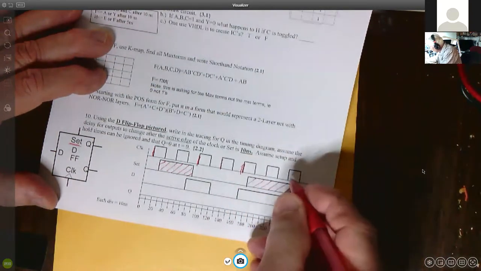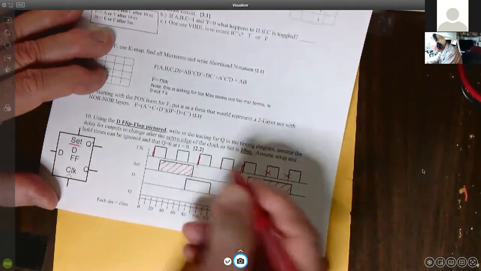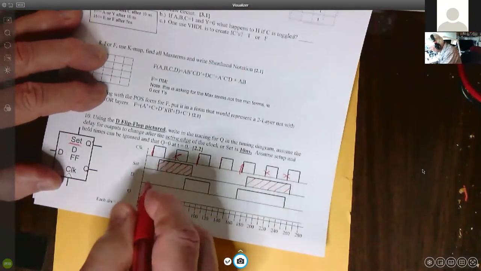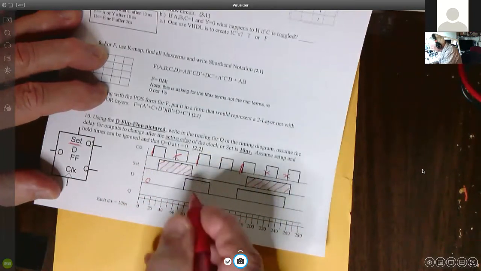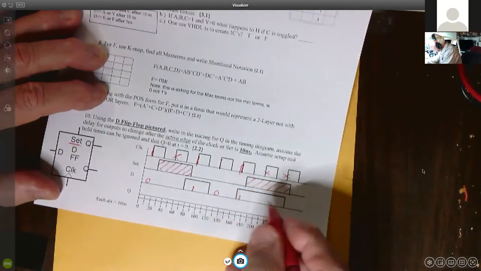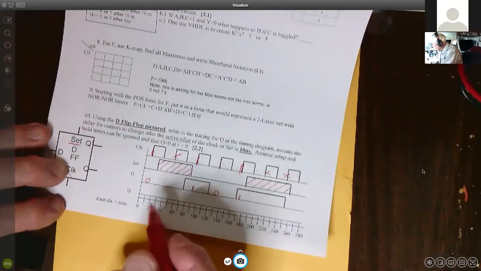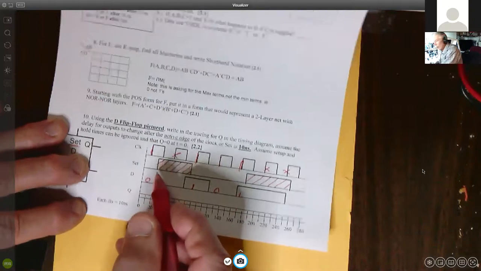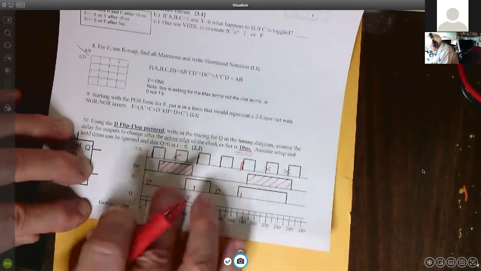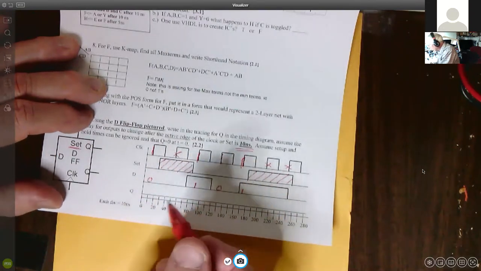So I'm only going to mark the ones with the X's on them. I'm not going to worry about the blocked rising edges. They're not going to have any effect. And then I'm just going to look at the D. What is the D on this edge? It's zero. I can ignore that. What is the D here? It's one. What is the D here? It's zero. What is the D here? It's one. And I ignore those. So I know that after the assertion of the set, there's going to be a 10 nanosecond delay. So my output's not going to change right at the set. It's going to change after that. I'm not going to go through that whole thing, but that's how you have to think about that.